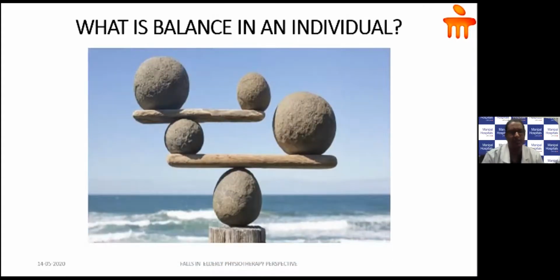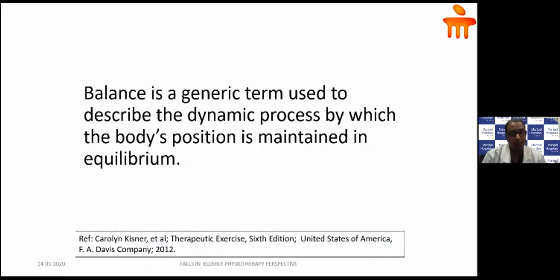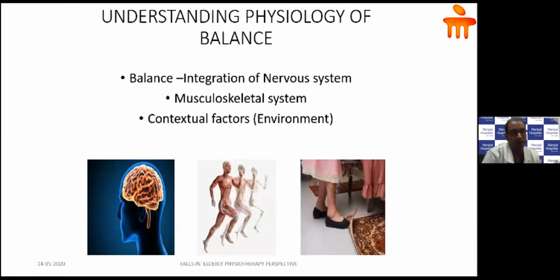Balance is a dynamic process. It's nothing but postural stability: how we keep ourselves stable in the environment. That's postural stability, how we maintain our center of mass over the base of support. That's balance. And if we want to understand further, we need to understand the physiology of balance. It's an interaction of three important systems: the nervous system, the musculoskeletal system, and the environment itself. Without the integration of these factors, it's quite difficult for the person to be balanced in the space or environment where he is.